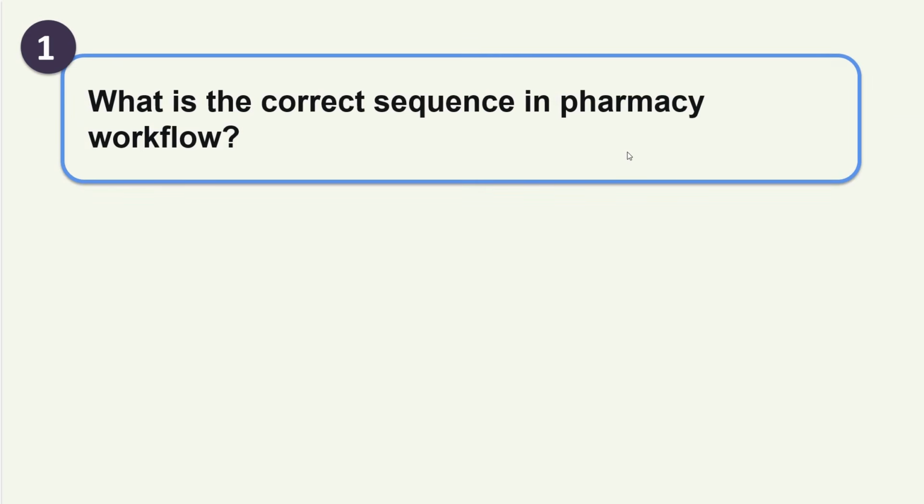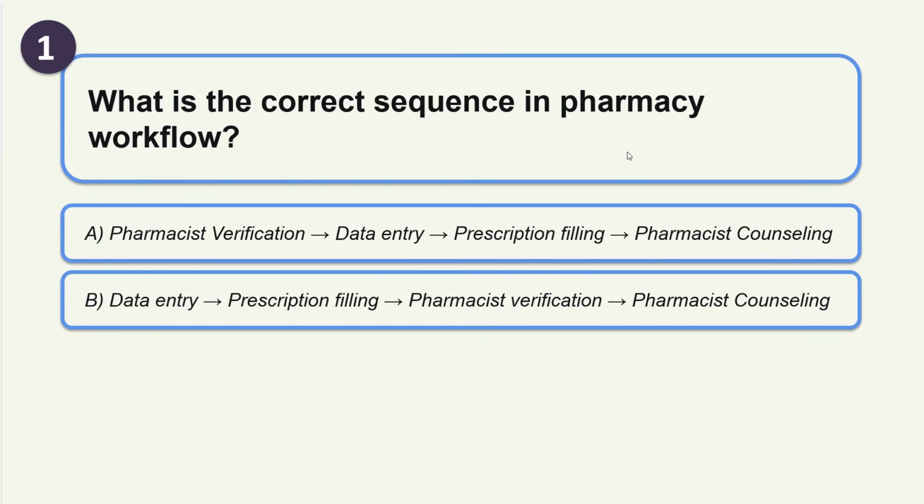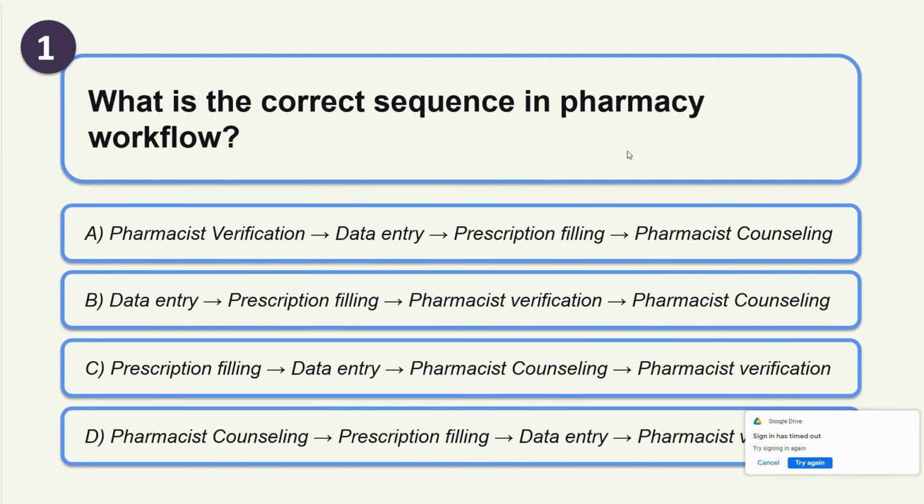Let's start. What is the correct sequence of pharmacy workflow? A. Pharmacist verification, data entry, prescription filling, and then pharmacist counseling. B. Data entry, prescription filling, pharmacist verification, and pharmacist counseling. C. Prescription filling, data entry, pharmacist counseling, and pharmacist verification. D. Pharmacist counseling, prescription filling, data entry, and pharmacist verification.